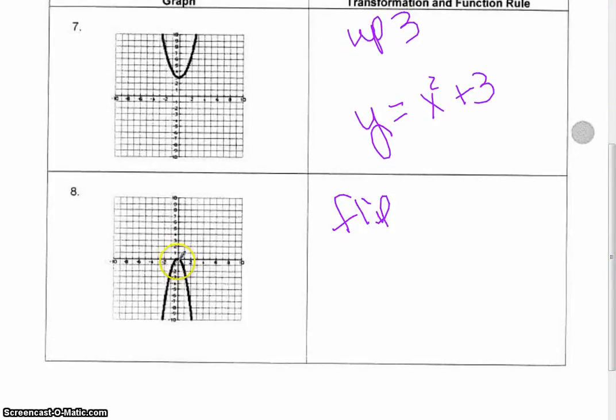Okay, this one flipped. It's still at the origin. It did not go left or right either. And if I go over 1, down 1, I'm on the line. So the only change was the flip. y is equal to -x squared.